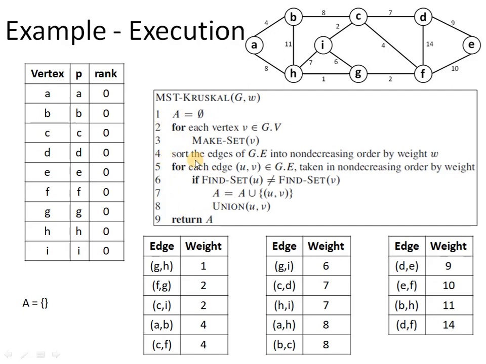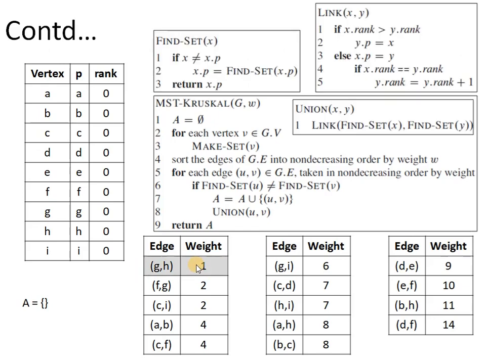Now we have to execute the line number 5 to 8 loop. In each iteration, we have to pick an edge of the lowest weight value. We have to check if they belong to different sets or the same set. If they belong to different sets, we will add that edge to the spanning tree, and also we will combine the two sets to which vertex u and vertex v belong, that is the end points of the edge we are considering. So we will start with the edge GH.